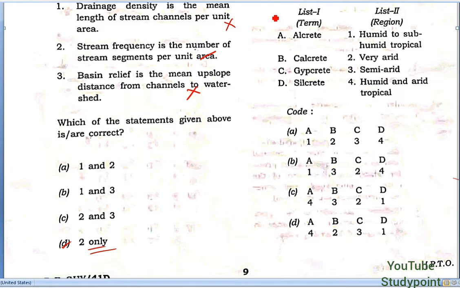Next, question number 41. Match list 1 with list 2. Select the correct answer using the code given below the lists. In list 1 given, we know alcrete forms in humid to subhumid tropical, calcrete forms in semi-arid, gypcrete forms in very arid, and silcrete forms in humid and arid tropical. Right answer is option B, A1, B3, C2 and D4.